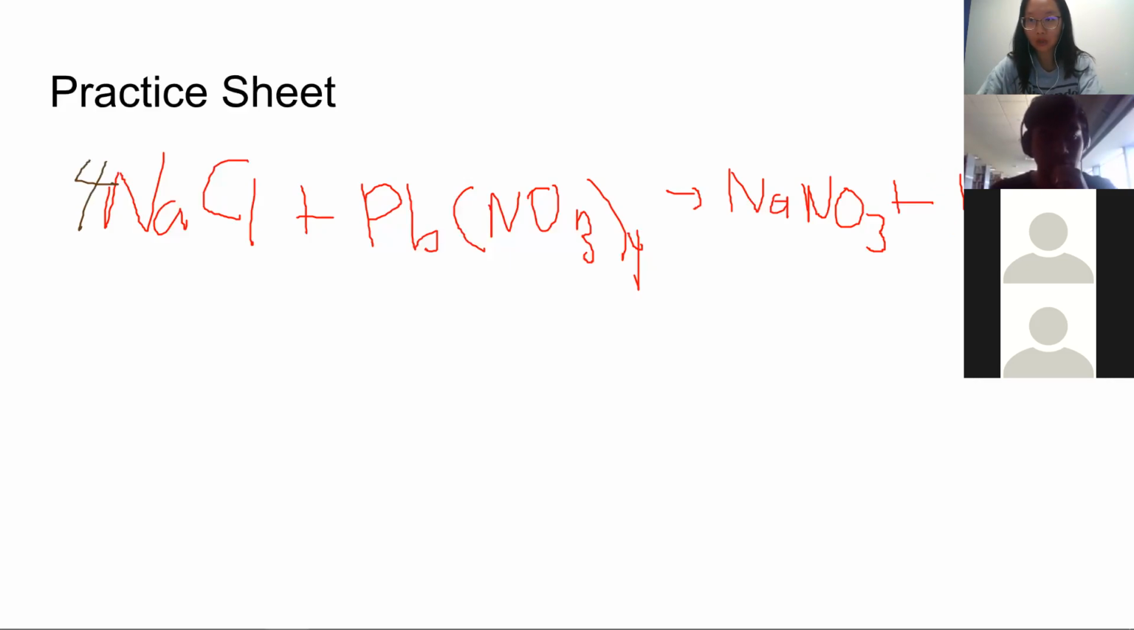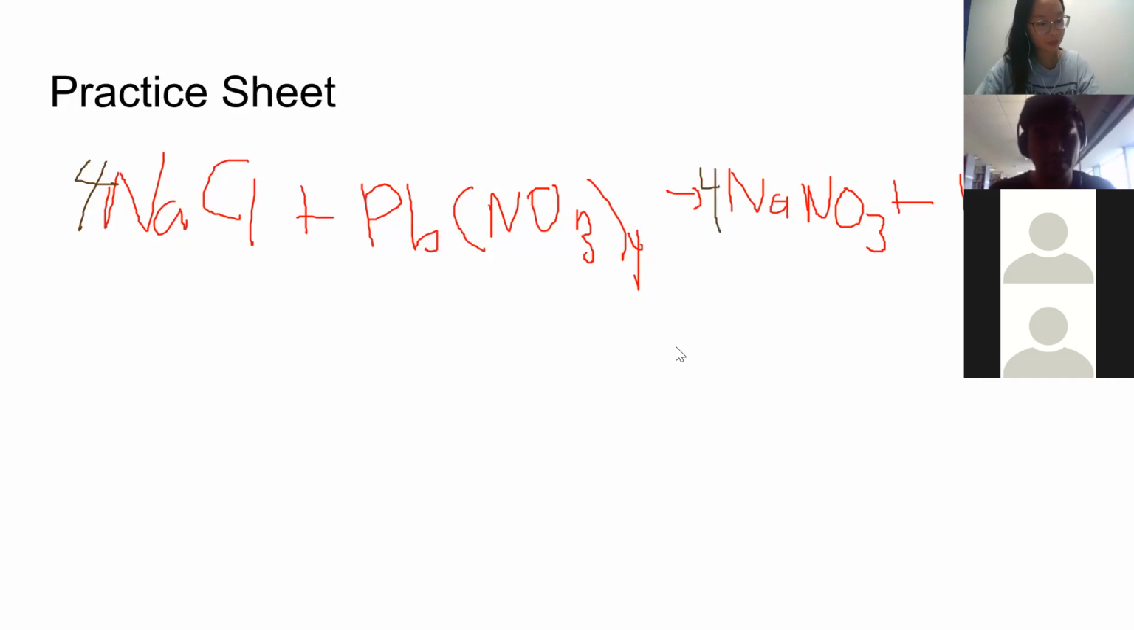Now let's take a look at the lead. So we know that on the left hand, we have 1 lead, and we also have 1 on the right. So that's balanced. But we have 4 nitrates over here, but only 1 here. So now we have to add in a 4 next to this nitrate so that we can balance it out. And since adding a 4 to our product side, we now have 4 sodium. But let's check on the reactants. We now have 4 sodium. So now the entire reaction is balanced.